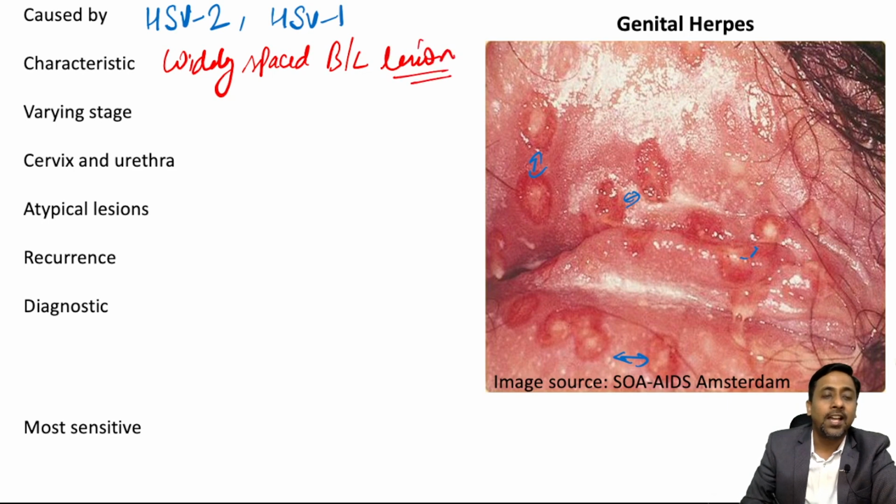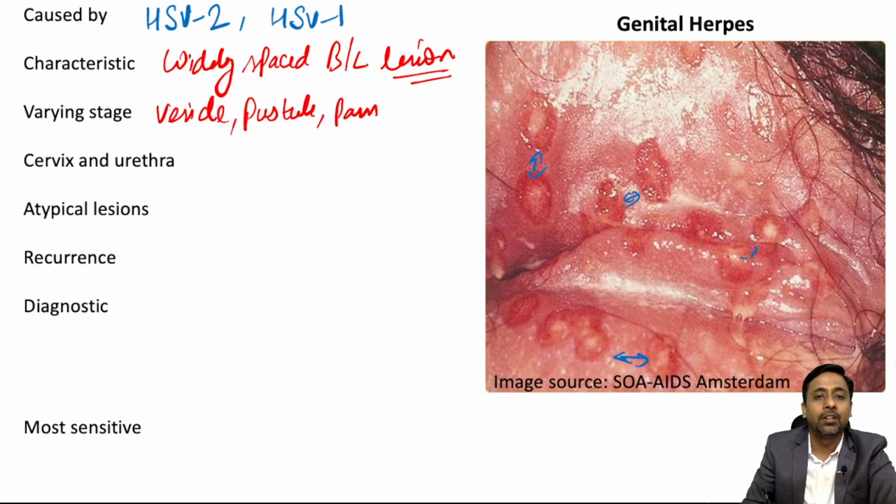Okay, and the lesions we may find in genital herpes may be present in varying stages. That means some of them may be in the vesicular stage, some of them may be in the pustular stage, and some of them may be in the painful erythematous ulcer stage.